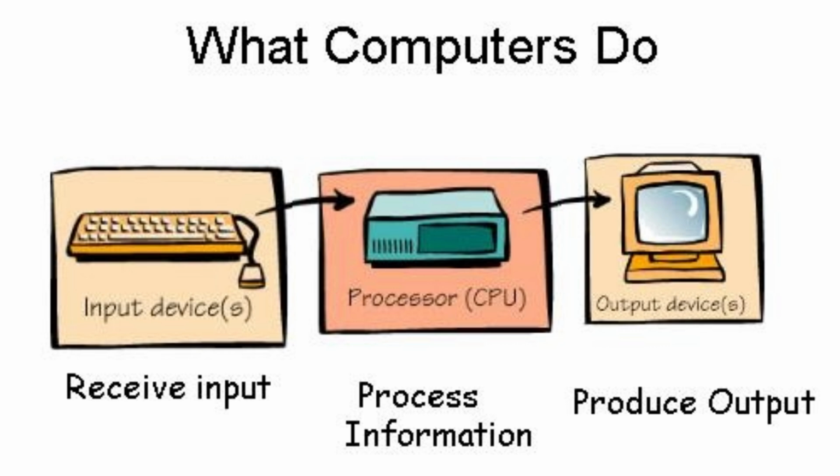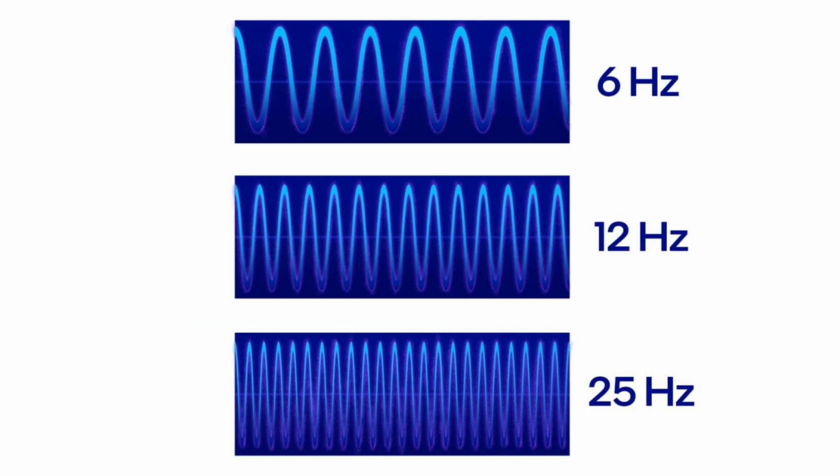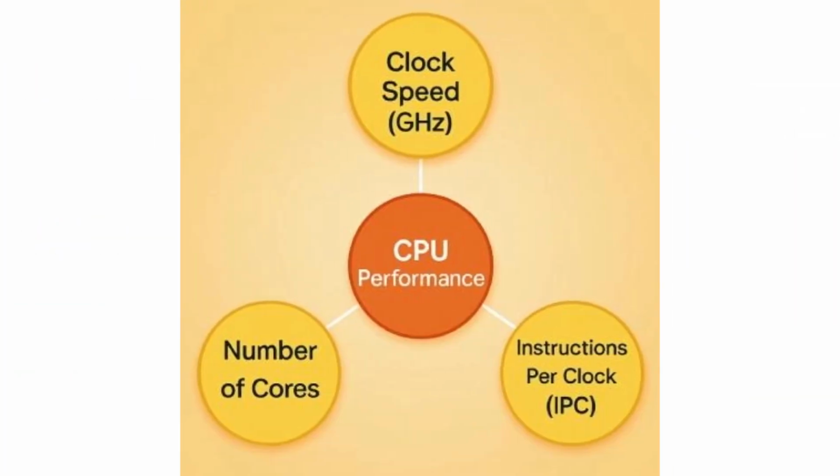Now here's an important concept. The speed of the CPU determines how fast your computer works. CPU speed is measured in gigahertz, which means how many instructions it can process per second. A faster CPU means faster applications, smooth multitasking, better performance.